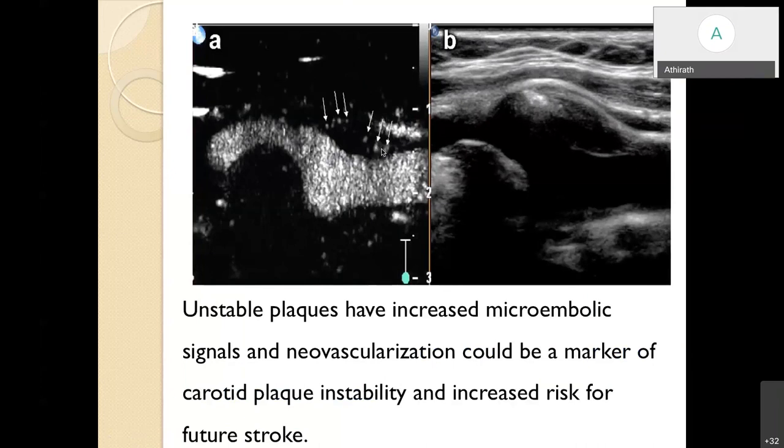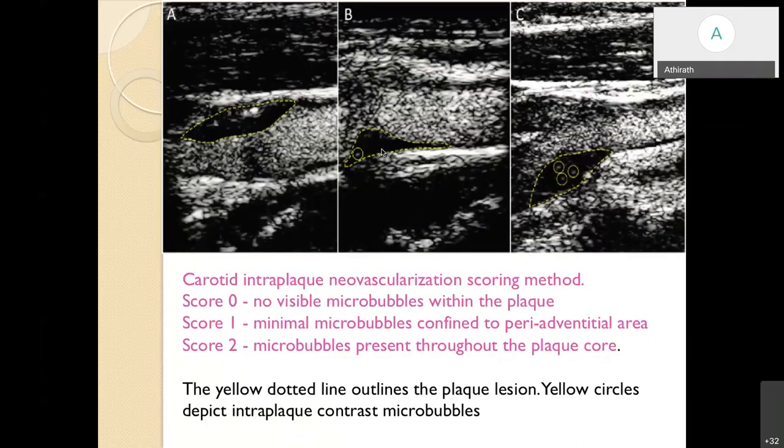the plaque. So whenever there is intraplaque neovascularization, there is a scoring method. As you can see in all these three images, the yellow dotted line outlines the plaque lesion, whereas the yellow circles within the plaque depict the intraplaque contrast microbubbles suggesting neovascularization. Score 0 indicates no visible microbubbles within the plaque. Score 1 tells minimal microbubbles confined to the peri-adventitial area. Score 2 is microbubbles present throughout the plaque core.